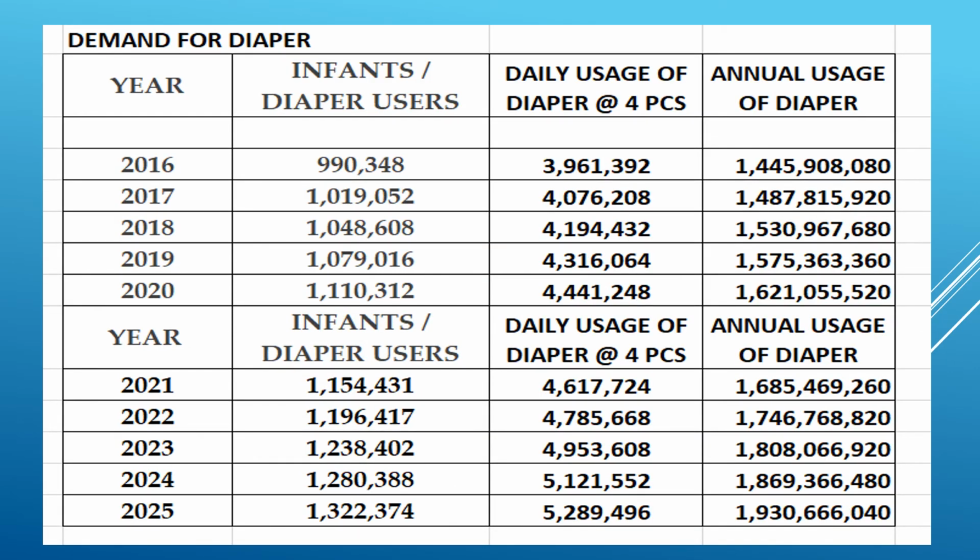Okay, another one ay demand for diaper. Example naman, yung sinolve natin, yung ginawa natin na table, yung nakuha natin na projection, that refers to the number of infants or number of diaper users, let us say age 0 hanggang 5. So, paano naman natin makukuha yung total number of diapers in a year na nagagamit? So, pwede kayong mag-umpisa doon sa nakuha nating data at sa nagawa ninyong projection.